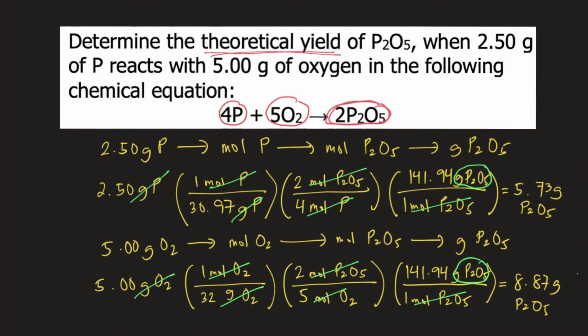In order to determine the theoretical yield, you need to choose the smaller amount of product formed by the two reactants. So between 5.73 and 8.87, the smaller amount is 5.73 grams. So therefore, the theoretical yield and the answer to this question is 5.73 grams of P2O5.